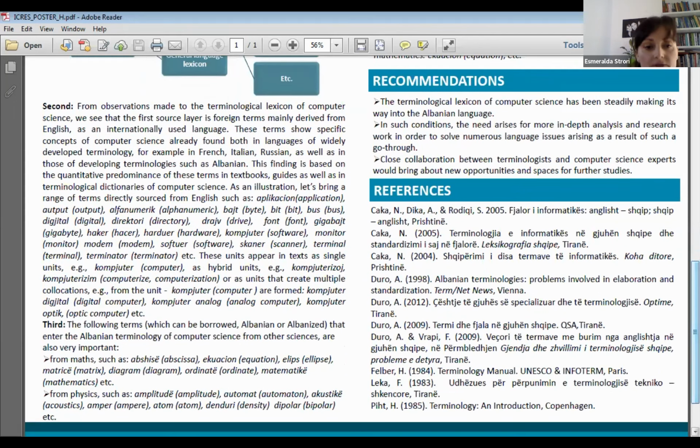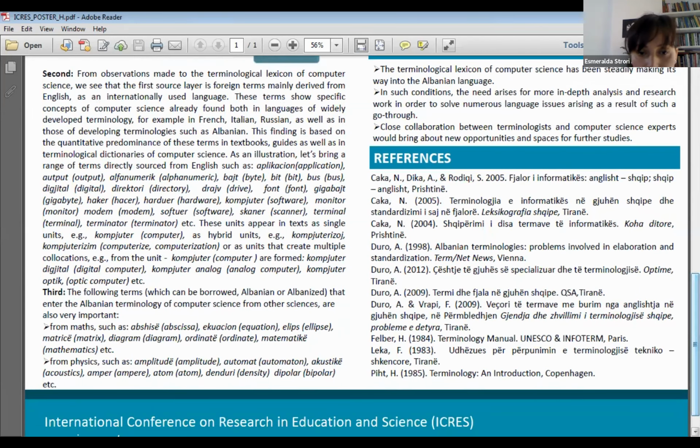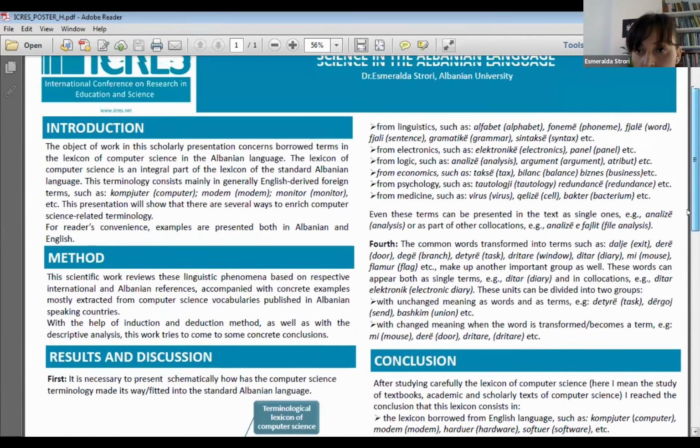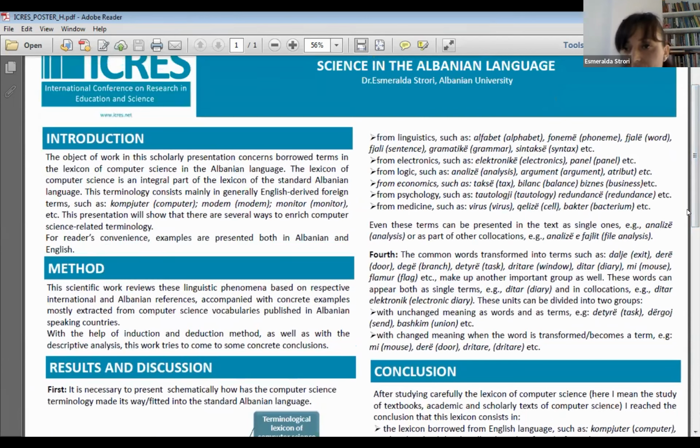Third, the following terms, which can be borrowed or Albanized, that enter the Albanian terminology of computer science from other sciences are also very important. From maths, such as abscissa or ellipse, matrix, ordinate, etc. From physics, such as, for example, automat or atom or bipolar, etc. From linguistics, such as alphabet, word, grammar, syntax, etc. From electronics, such as electronics, panel, etc.